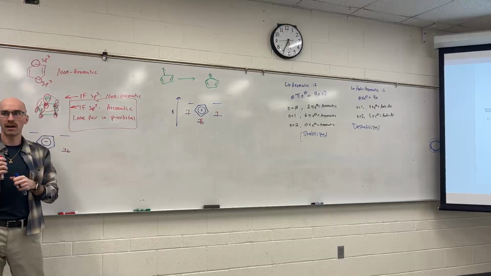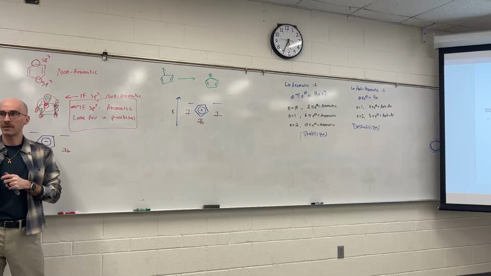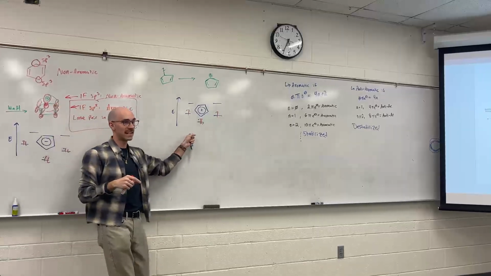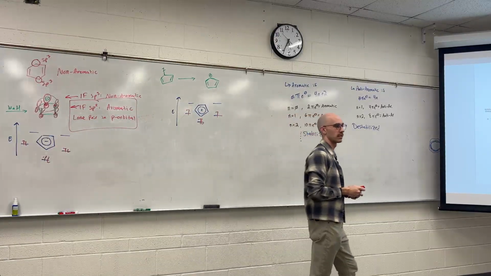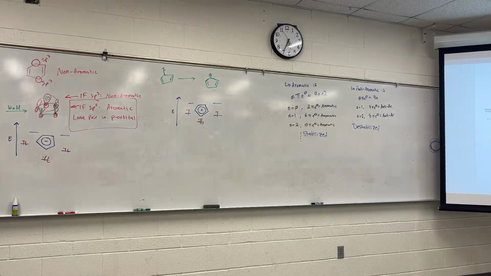Can you see why the anti-aromatic structure is destabilized compared to the aromatic structure? Talk in your groups. Take a couple of minutes to see if the Frost circle, the MO diagrams, tells you why one is more stable than the other.